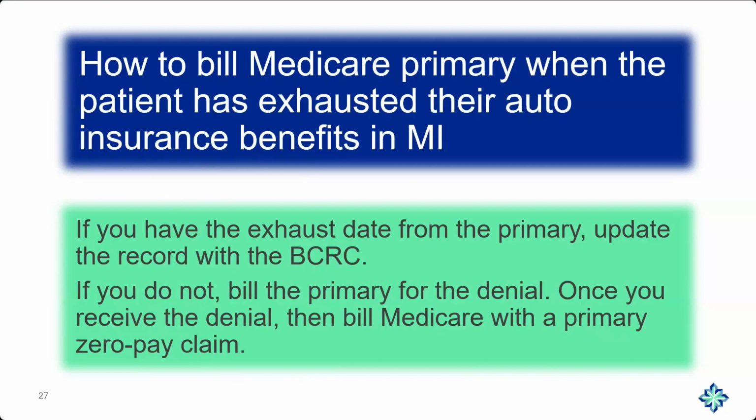Now, how are they going to do that? In the coordination of benefits, they're going to put an end date or expiration date on it. On the other hand, if you can't do that, then what you have to do is bill, get a denial, and once you get the denial, then you're going to bill Medicare saying, hey, they didn't pay anything. So it just depends on the situation, what you can and cannot do.